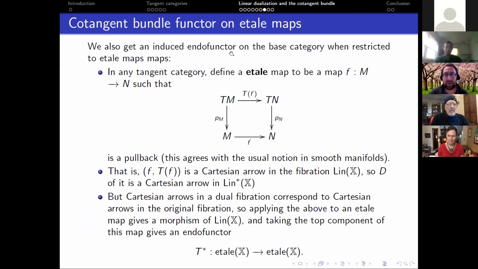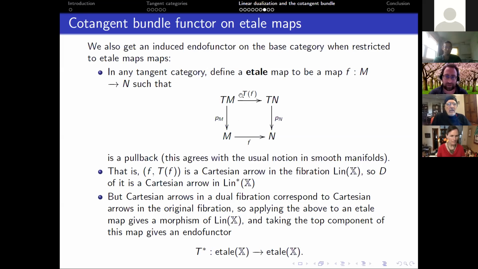Earlier I mentioned that in smooth manifolds, the cotangent bundle can be seen as an endofunctor on the étale maps. This actually comes out nicely from the general setup in terms of fibrations. In any tangent category, we can define an étale map to be a map such that this diagram is a pullback. So if I start with a map from M to N, I get this naturality square, and a nice characterization is asking if this is a pullback. This turns out to be the same as asking that the map be a local diffeomorphism, or étale map. So this is how we can phrase étale maps in tangent categories.